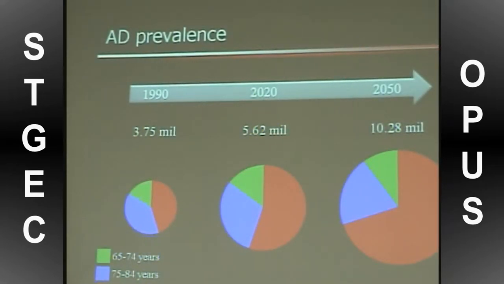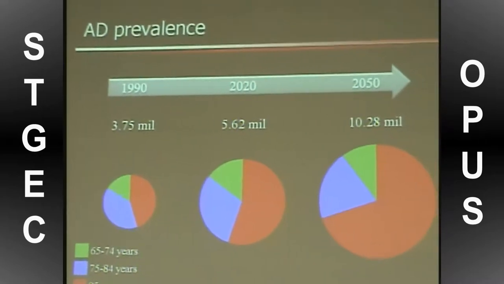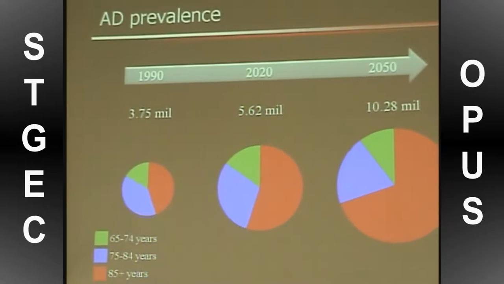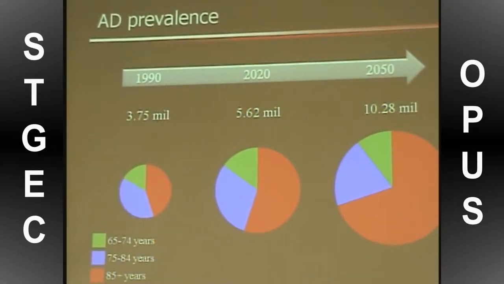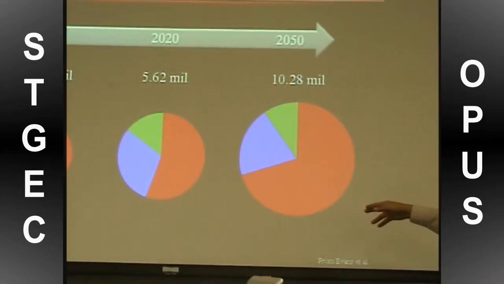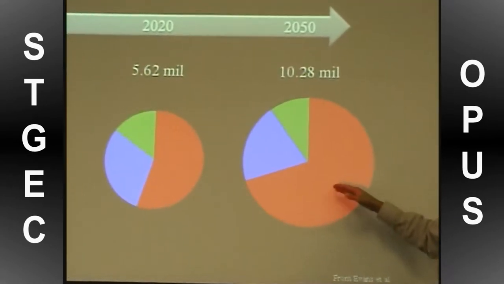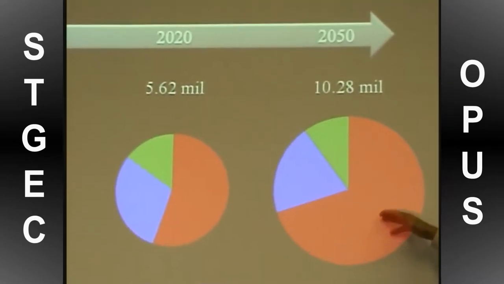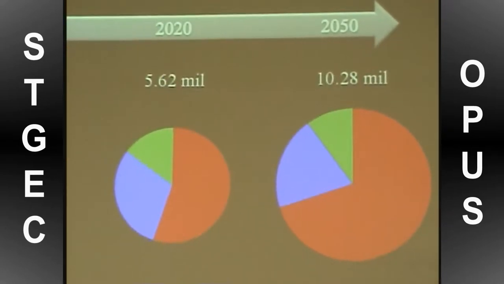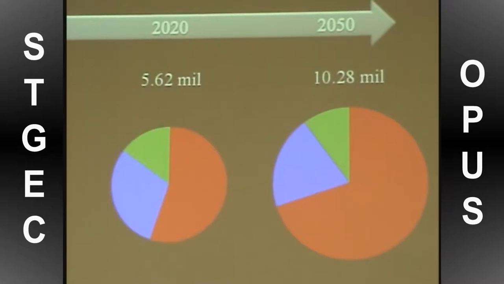So AD, it's estimated about 5 million people suffer from this disorder today in the US. And by 2050, it's going to be about 10 to 12 million who will be affected by this disorder. This is due basically to the increase in people's life expectancy, because by mid-century, almost 70% of the population will be over 85 years of age.